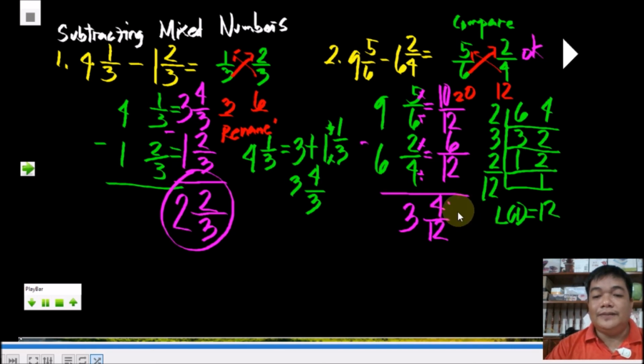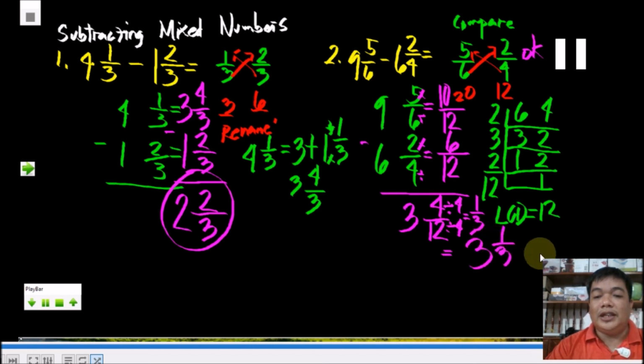So divide it. 4 divided by 4 is equal to 1. Then 12 divided by 4, that is 3. So 1/3. Now we need to rewrite this: the whole number is 3, then the fraction is 1/3. So the lowest term for this problem is 3 and 1/3.